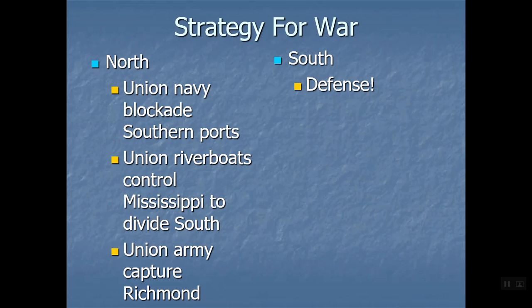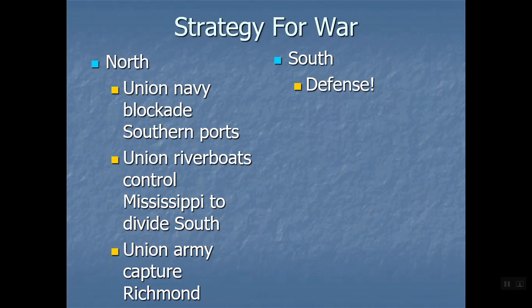The second component to the Union plan is to gain control of the Mississippi. If you look back at your maps, or if you take a look at a map, the Mississippi River essentially cuts the Confederacy in half. And so they need to maintain control of the Mississippi River to keep the Confederacy divided.